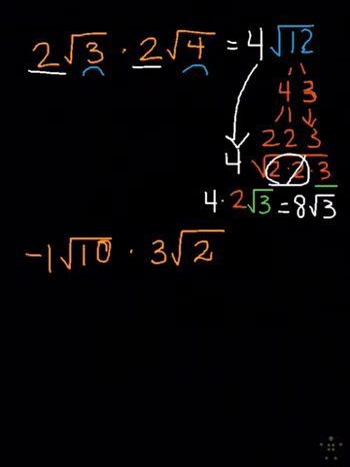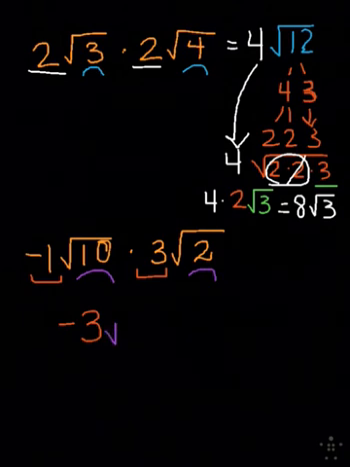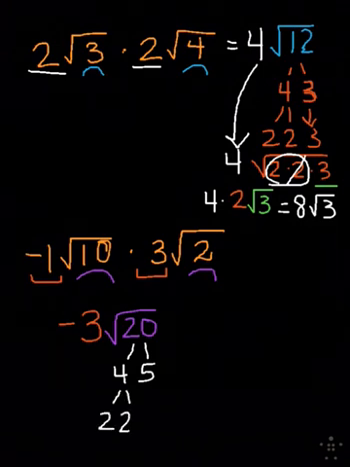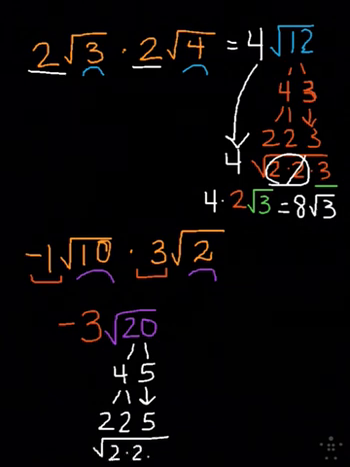And last one, multiplied and simplified. So coefficient multiplied with coefficient. That's negative 3. Radicand multiplied with radicand. 10 times 2 is 20. Then to simplify. 20 is 4 times 5. 4 is 2 and 2. Bring down the 5. So the square root of 20 is 2 times 2 times 5. Don't forget about the negative 3.